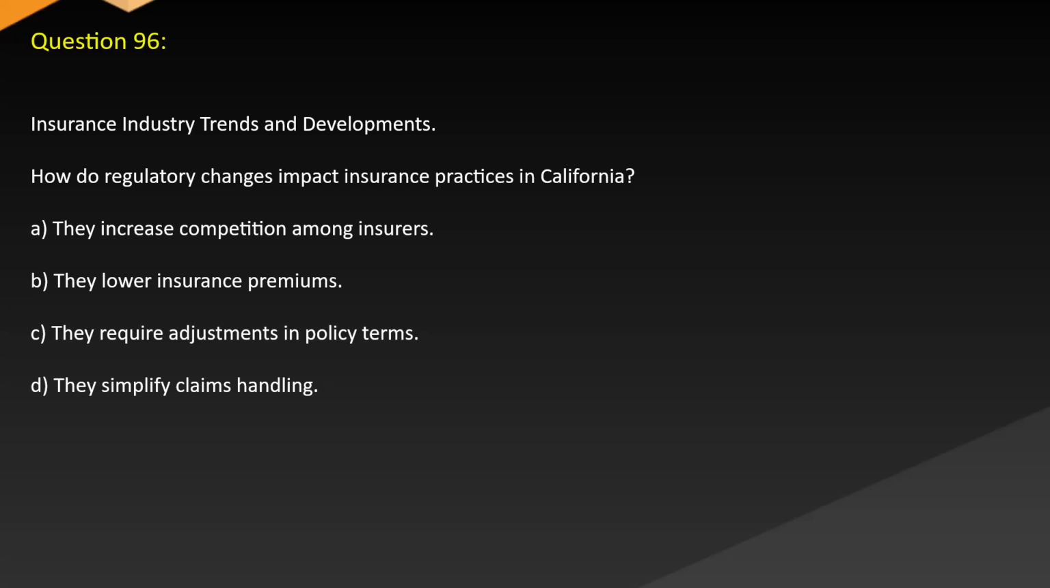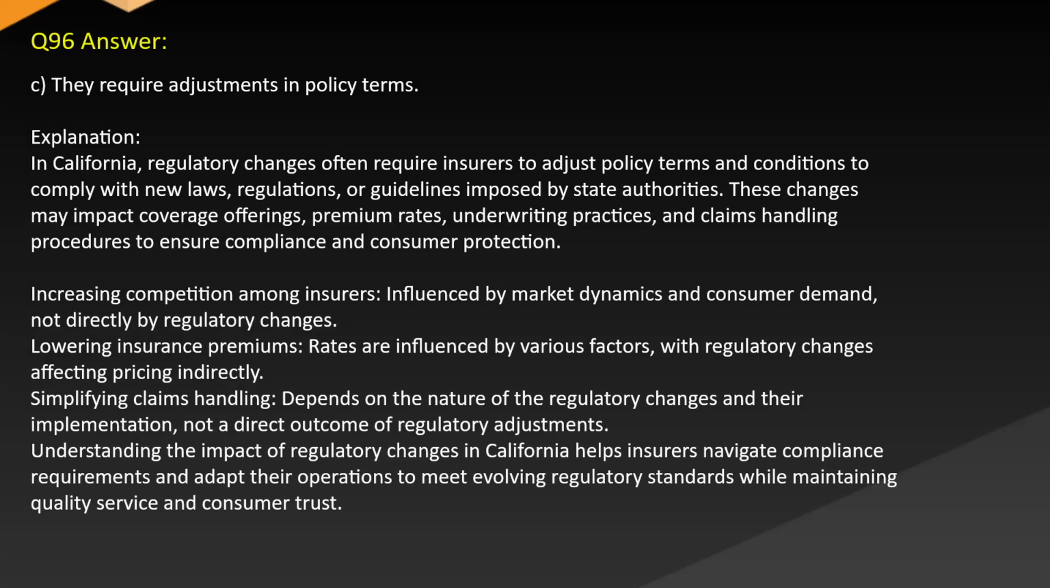How do regulatory changes impact insurance practices in California? A. They increase competition among insurers. B. They lower insurance premiums. C. They require adjustments in policy terms. D. They simplify claims handling. Answer: C. They require adjustments in policy terms.